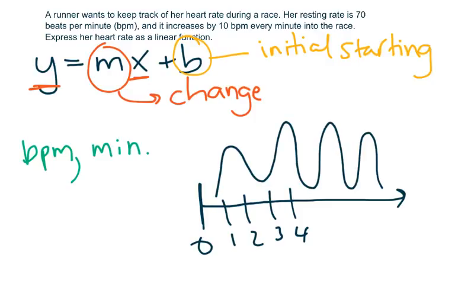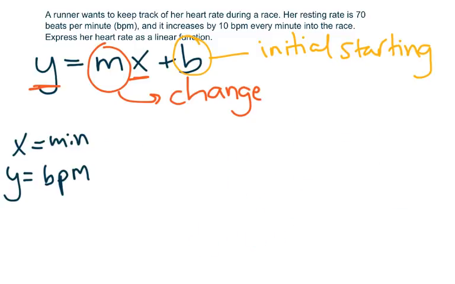Heartbeats go up and down, right? Heart rate, or beats per minute, goes up or down as they vary. So you can already kind of tell our time is going to be on the x-axis, and on the y-axis we're going to want to know what our heartbeat is depending on the time. So x can represent minutes of the race gone by.